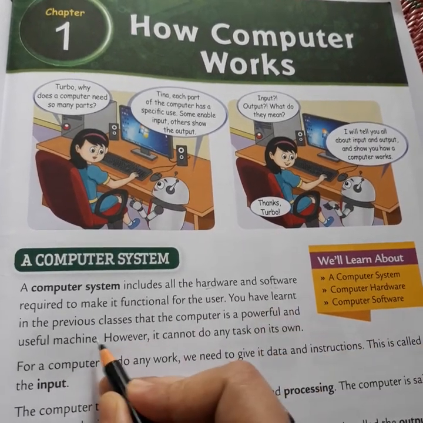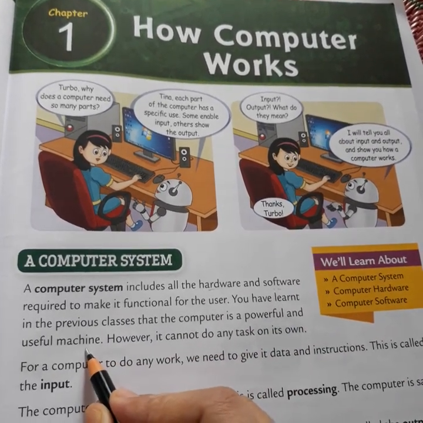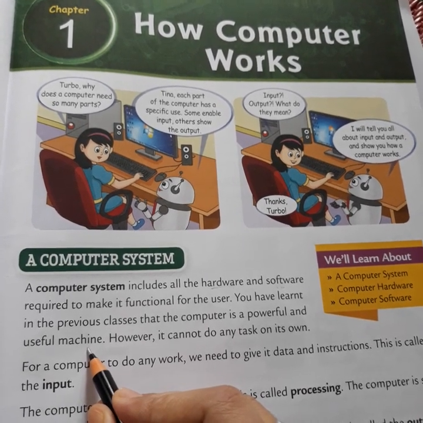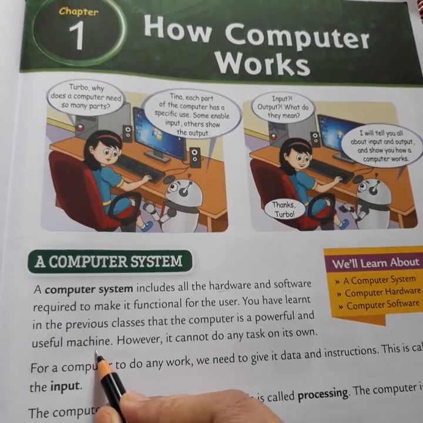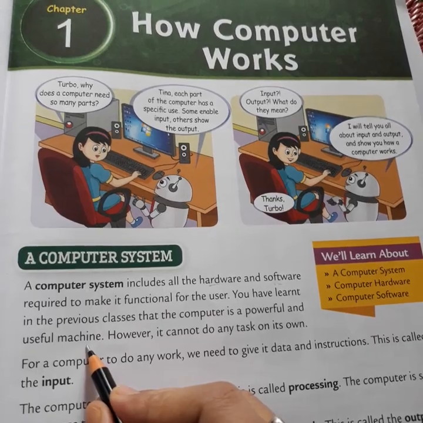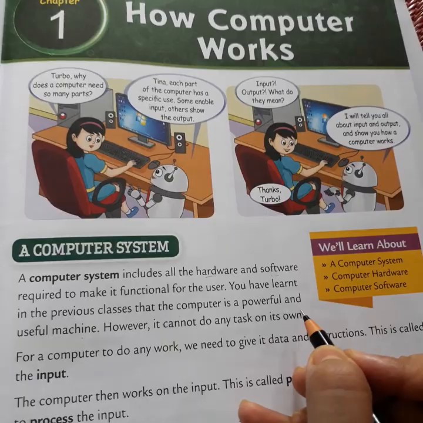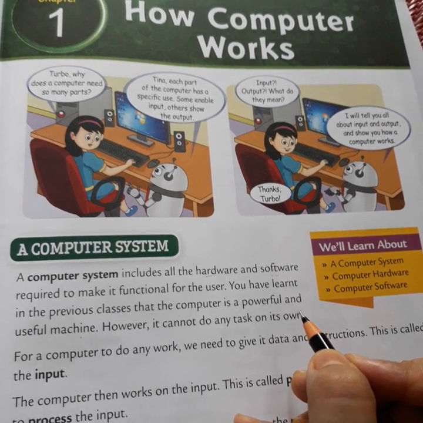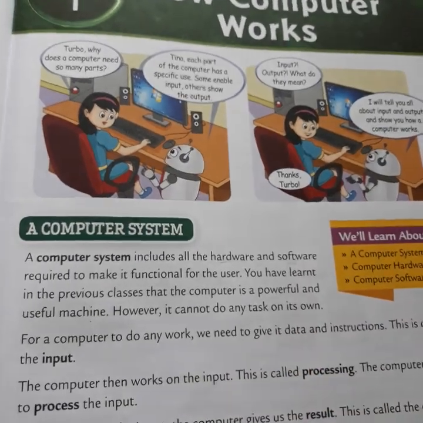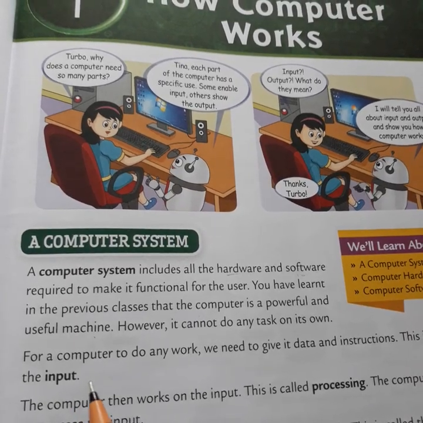You have learned in the previous classes that the computer is a powerful and useful machine. Nowadays, no one can run without a computer. For each and every matter, we need a computer to do our work faster, more easily and within time. However, a computer cannot do any task on its own. Okay, it needs instruction from us. So whenever we give instruction, only then does the computer perform its task.